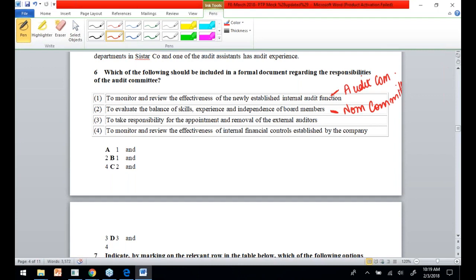To take responsibility for the appointment and removal of the external auditors. Remember, external auditors are appointed and removed by shareholders rather than the audit committee. To monitor and review the effectiveness of internal financial controls established by the company. This is also the responsibility of the audit committee. The correct option was B.